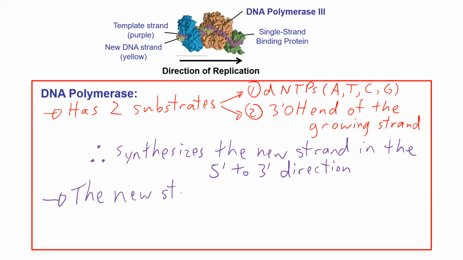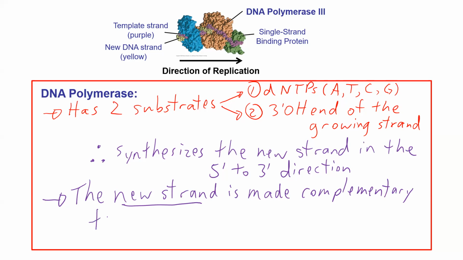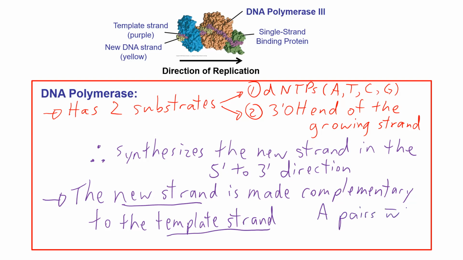The new strand is made complementary to the template strand. I guess we could call the new strand the daughter strand. So remember that means A pairs with T and C pairs with G, and so on. And it's worth putting that in a box.